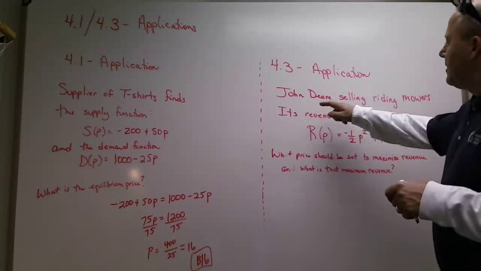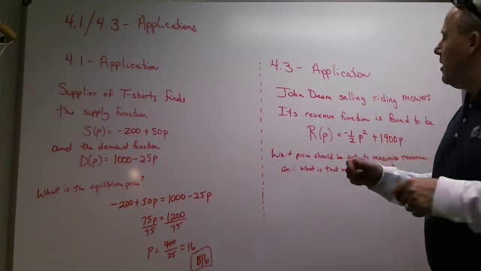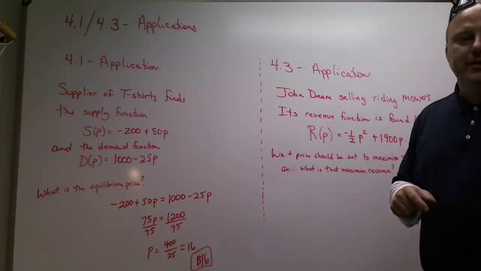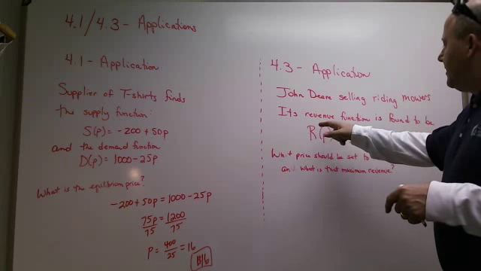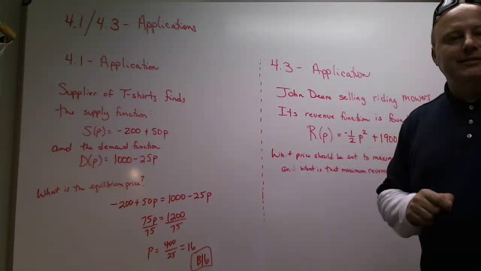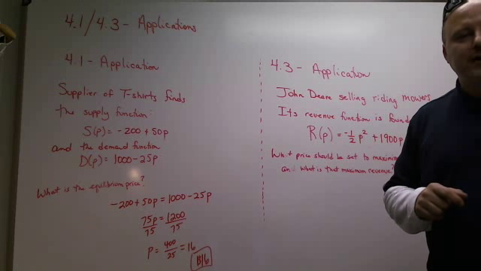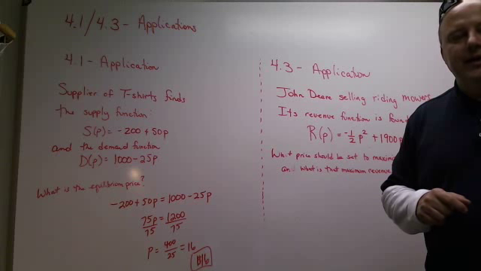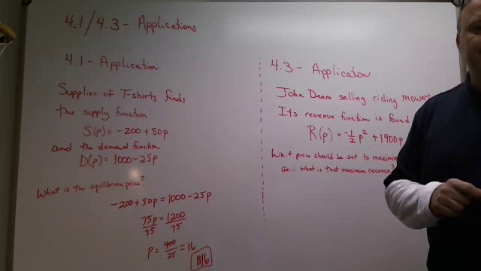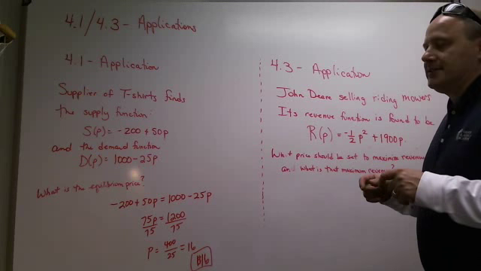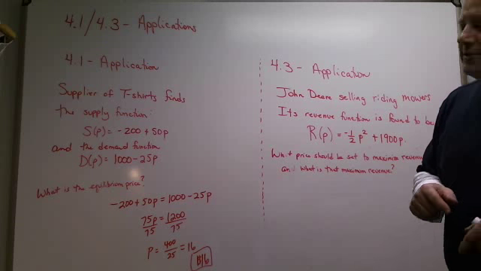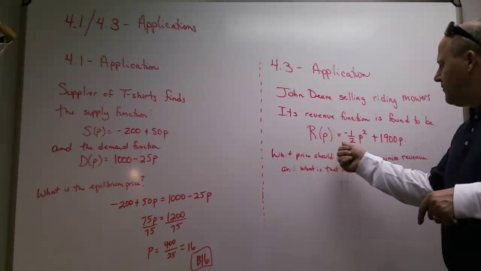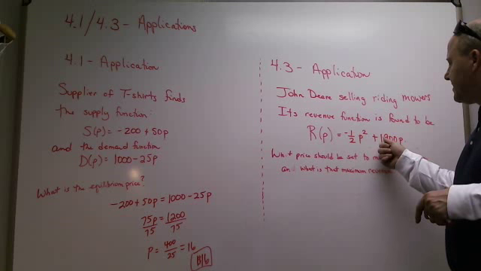This is a company called John Deere. Everybody's heard of that one. They sell riding mowers among other things. They have a revenue function. Revenue functions are basically functions that determine what price you need to set the item at in order to make a certain amount of money. And it's different from a cost function. This is a revenue function. So the revenue function is negative 1/2 p squared plus 1900 p.